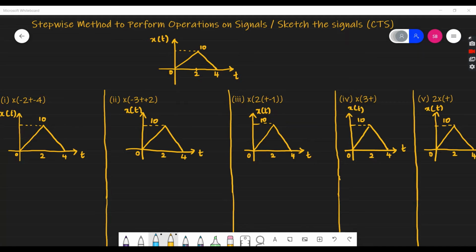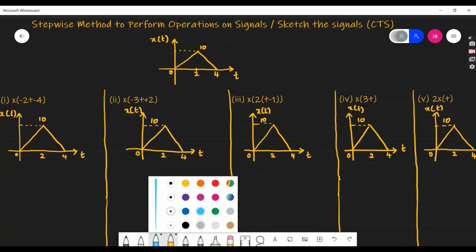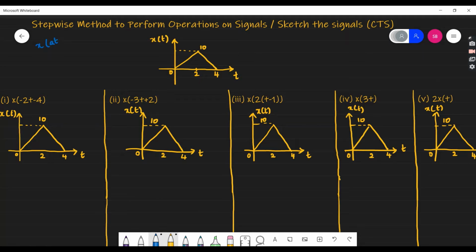First, it is given in terms of x of minus 2t minus 4. Before going to the problem, let me explain one of the most important rules you have to remember to solve these kinds of problems. When there is a mix of operations performed, you will see a format of x of at plus b or x of at minus b.